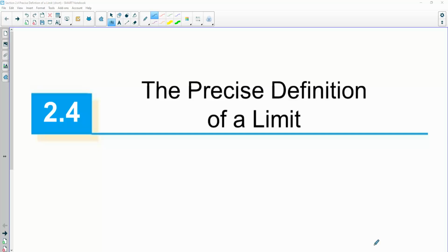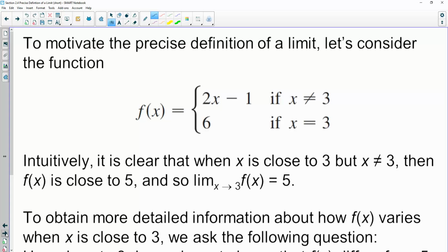First, I started this by pulling just the explanation from your textbook, because it's good to learn how to read math a little bit. So to motivate the precise definition of a limit, let's consider this function.